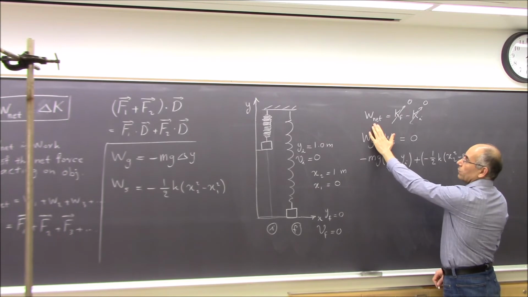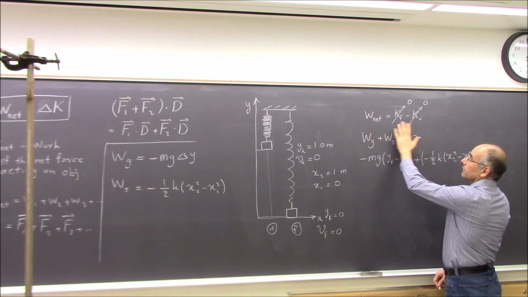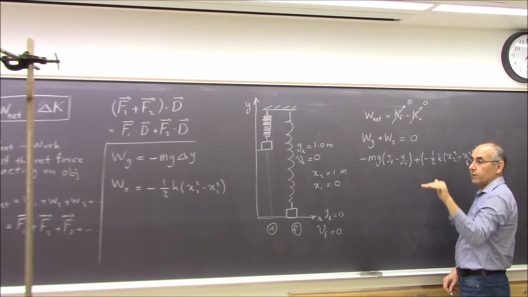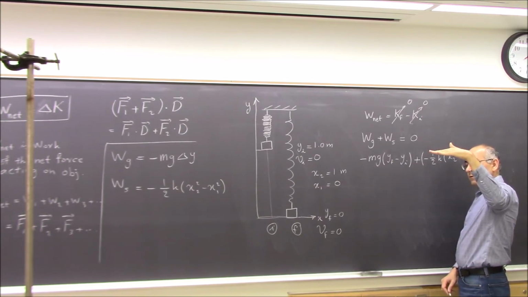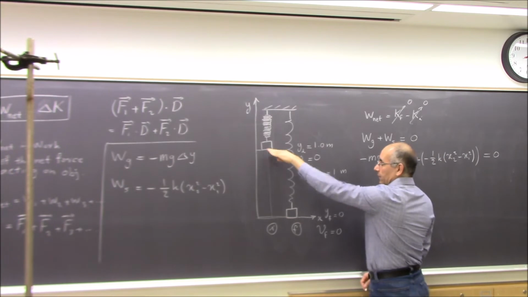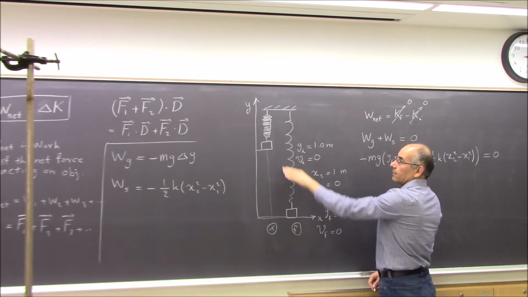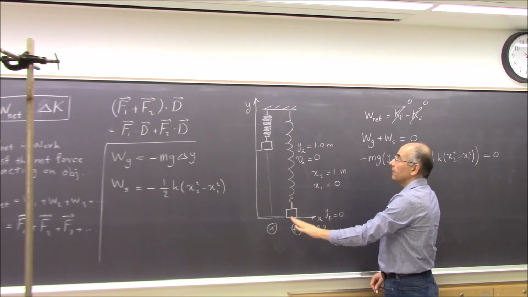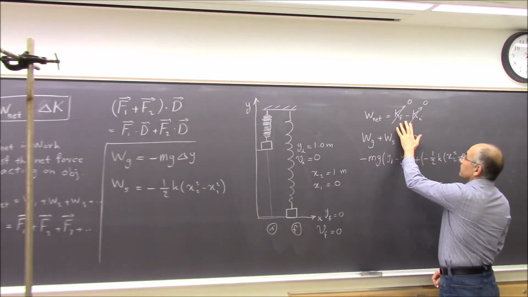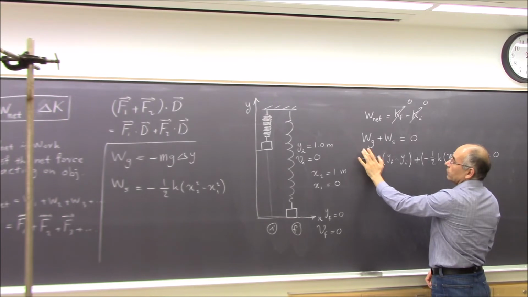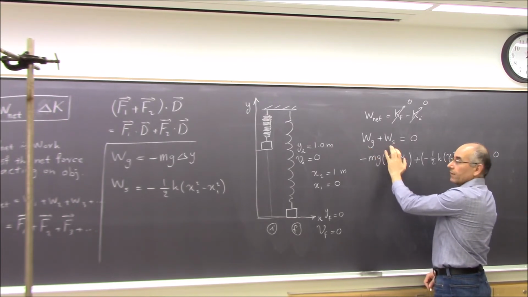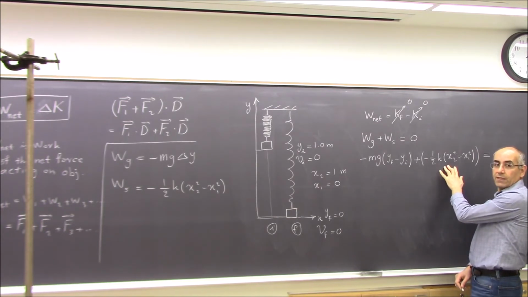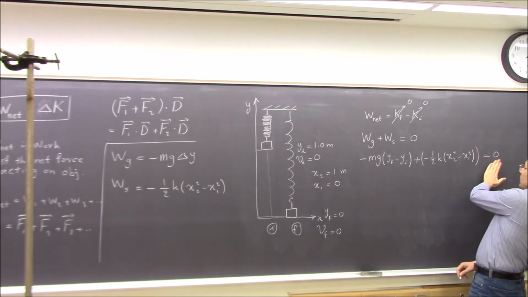It says that the net work acting on this object is equal to the change of its kinetic energy between any two points that you take. But for convenience, we take this situation and this situation. Kinetic energy here is 0, and kinetic energy here is also 0. So this is all 0, but net work is the work of gravity plus the work of the spring. We have this formula for the work of gravity and this formula for the work of the spring, and according to this they should add up to 0.